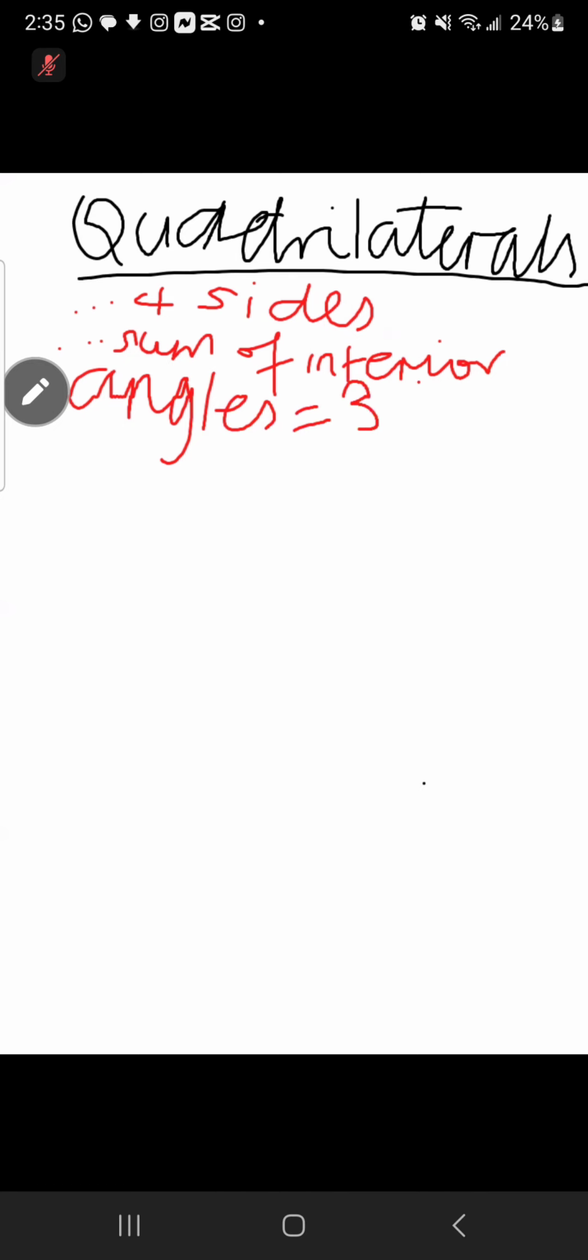360 degrees. Because we are going to be focusing in more detail on quadrilaterals now, I want you to write that information again under the subheading quadrilateral: that a quadrilateral has 4 sides and the sum of the interior angles is 360 degrees.